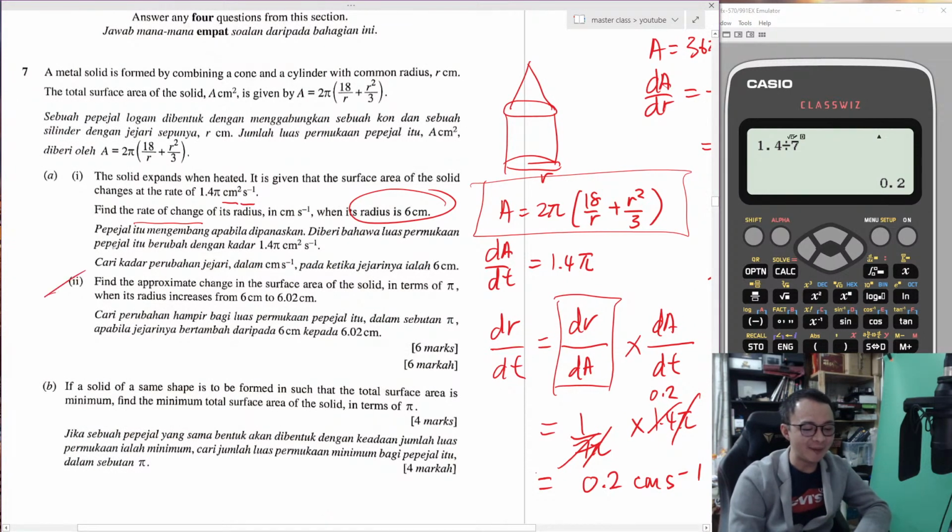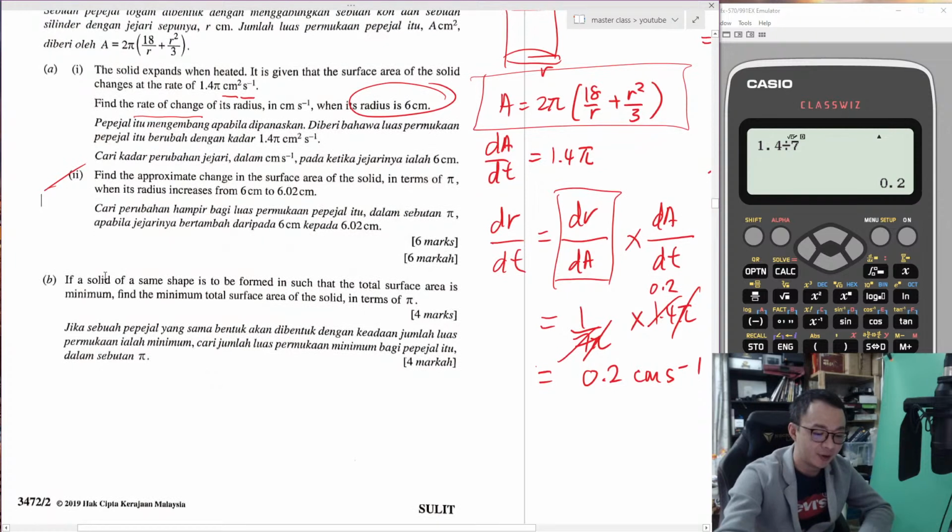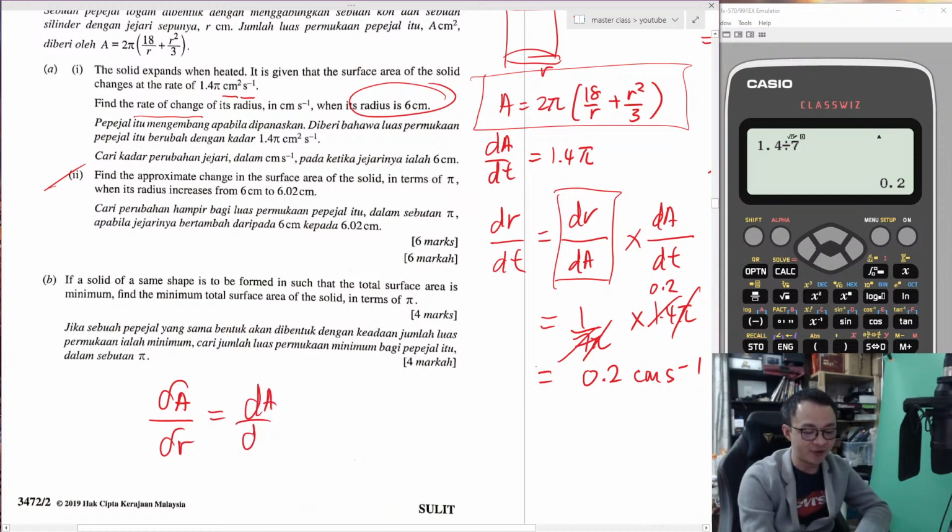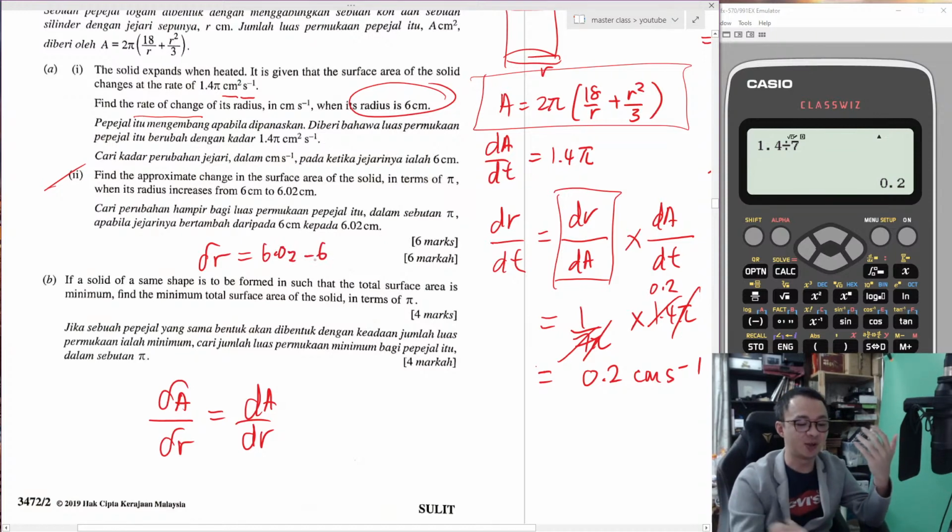Alright, then for the second part, find the approximate change in the surface area in terms of pi when its radius increases from this value. So, small change. They ask us to find the approximate change of A. So this is the approximate change of A equals dA/dr times the small change in r, the small change formula. The change of r we can get quite easily because the radius is increased from 6 to 6.02. Take the new value minus the old value, which is 6.02 minus 6. Then you will get 0.02, isn't it?